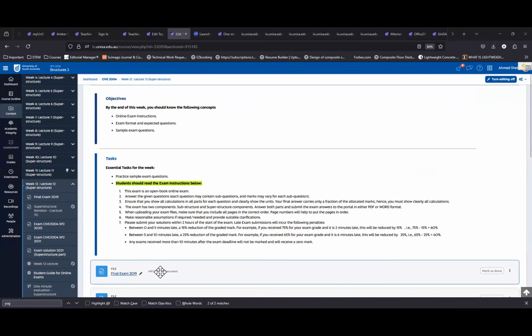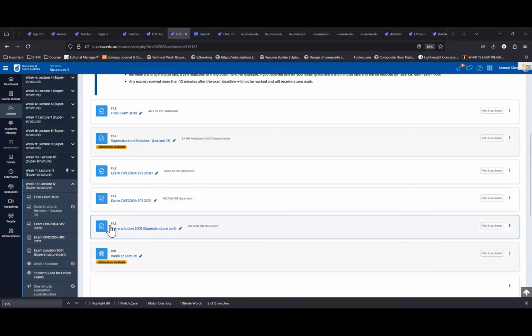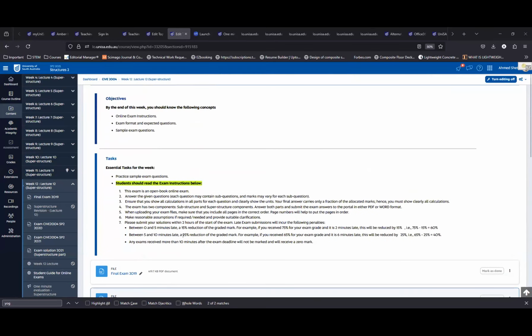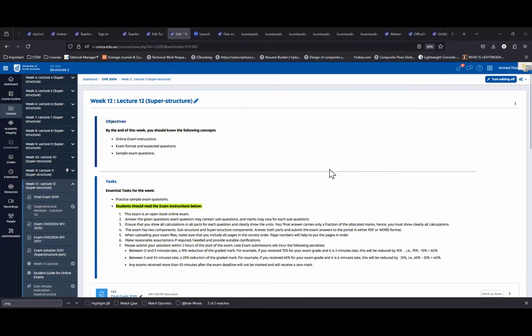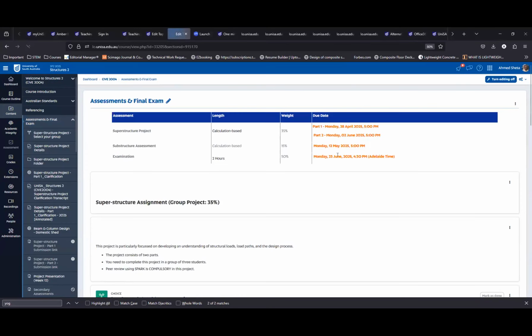For the final exam, there are three versions, and also one of the solutions is available here. You need to try or practice the questions before the test. And as you know, the test has already been allocated, I have already updated this one here.